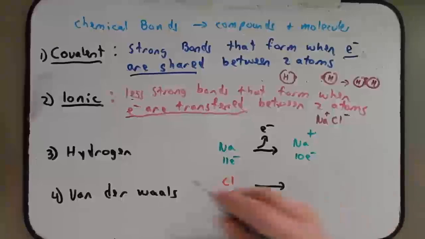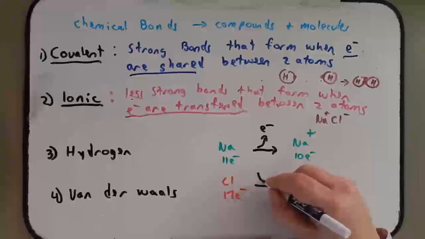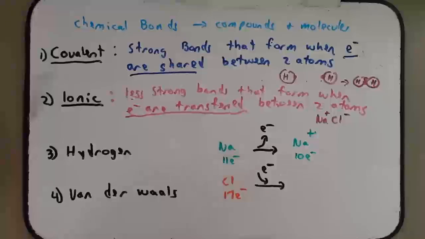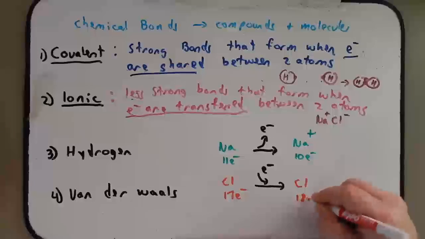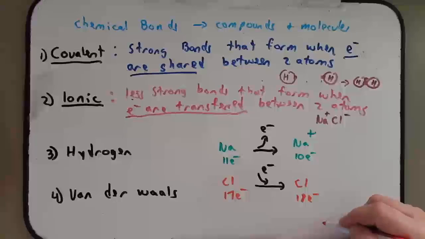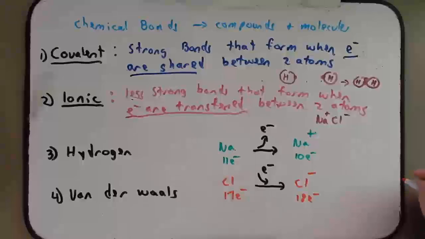Chloride in this interaction will gain an electron. Will gain this electron. And now chloride will have 18 electrons. And as a result, it is more electronegative and will be negatively charged.